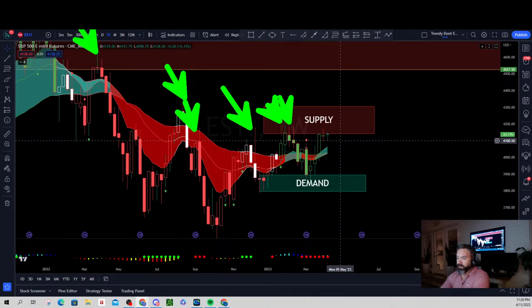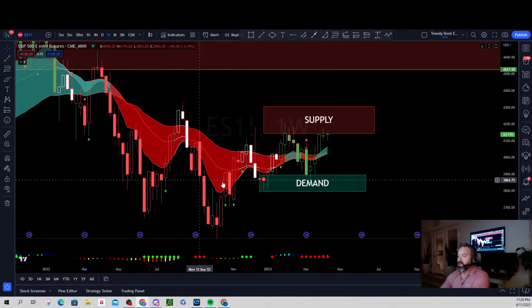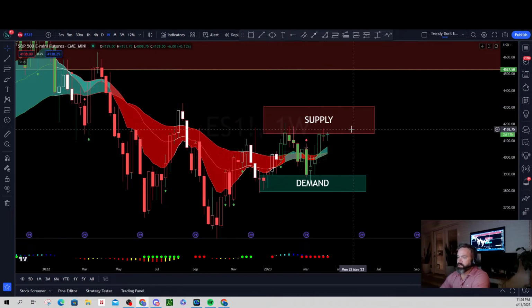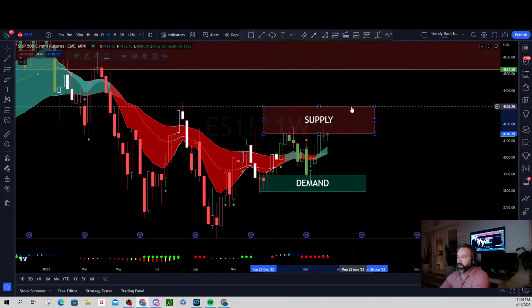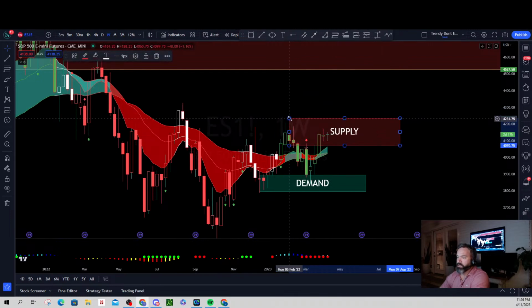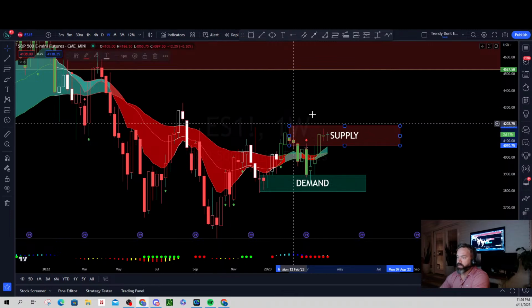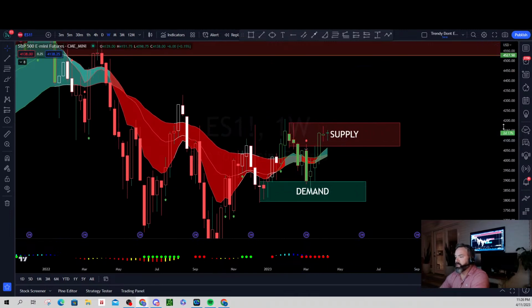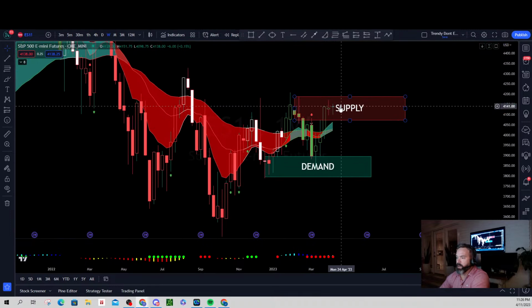I love topping wicks because it helps you with the idea that there could be a reversal. Now, as far as this supply zone goes, I want you to understand if we use the standard inside and down formation, it would be looking something like this right here. And so you can see that we are about halfway between the supply zone on a weekly chart.